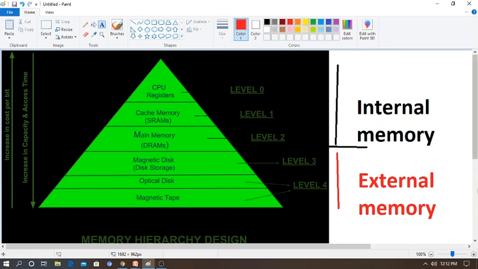And this you have to know about the main memory, then magnetic disk. Moreover, you have to look at the diagram given: increase in cost per bit, and increase in capacity and access time. Compared to internal memory, we can't imagine a computer without main memory, and the cost is more. In today's computer manufacturing, the cost is more. That's why we go for external memory.